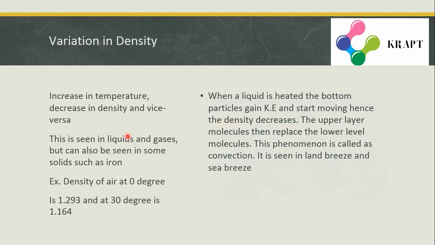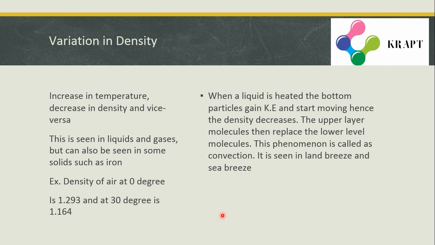Now let us see what is the variation in density. Increase in temperature, decrease in density, and vice versa. As we know, when there is an increase in temperature, the object will expand. So when the object expands, the volume will increase, and the mass will be the same.